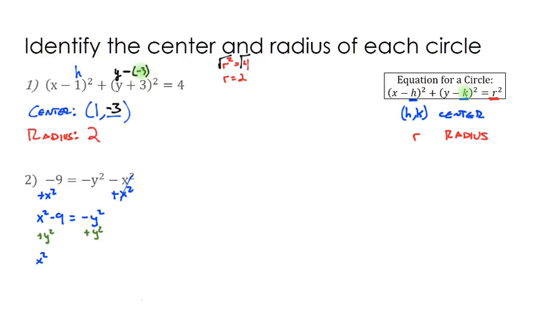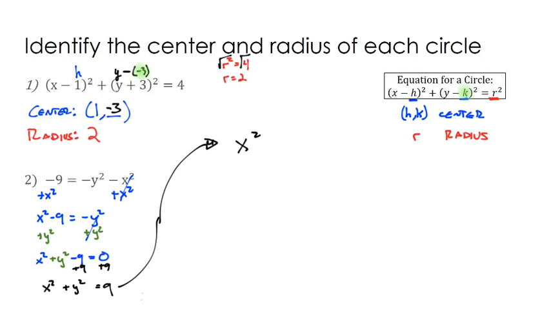And so we have x squared plus y squared minus 9 equals 0. And then lastly, if we add that 9 to each side, we have x squared plus y squared equals 9. Now I think this is looking a lot more like what we've got here, but we've got a little bit more work to do. So if I have x squared plus y squared equals 9, I've got to think, okay, how can I make this look like this without changing the value?